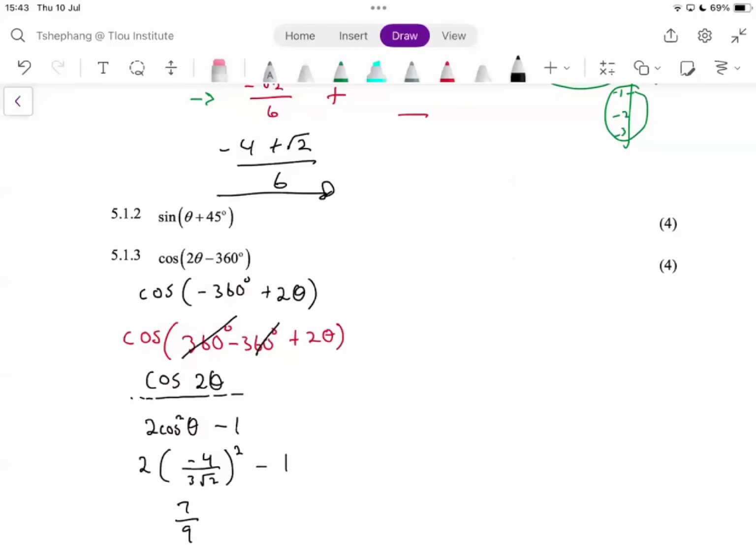Do we add 360 even if the angle is small, like -60? Absolutely. Whenever we're dealing with negative angles, add the 360. Perfect. Everyone is getting the 7/9. And that's how you simply get your 4 marks. You cannot afford not to get those marks.